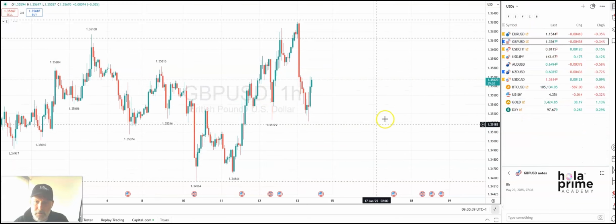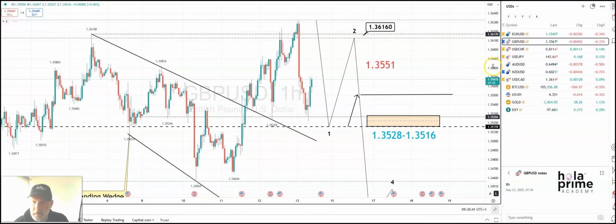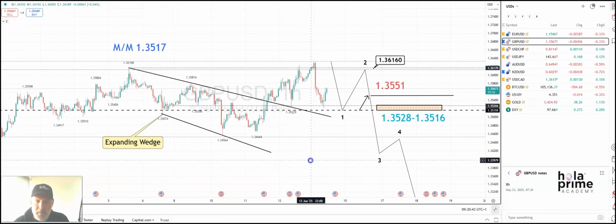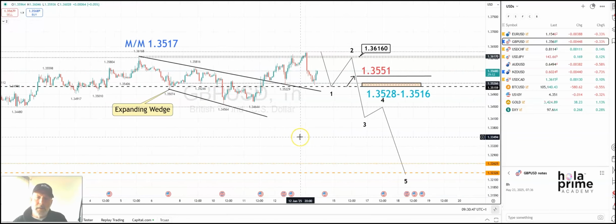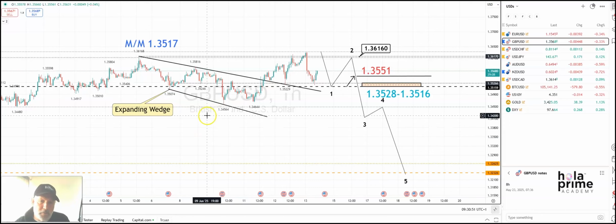Let's go to sterling dollar first. Okay. So again, big picture analysis, it sort of traded to a multi-month high overnight. So we had this wedge formation. We broke out of the wedge formation to the upside.